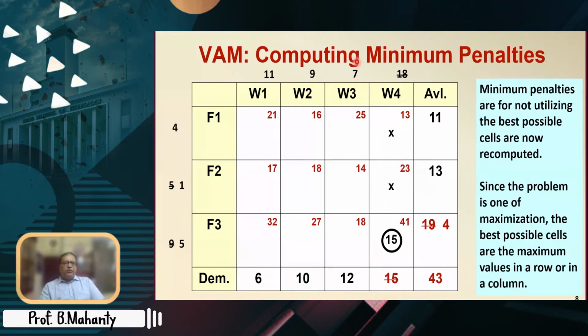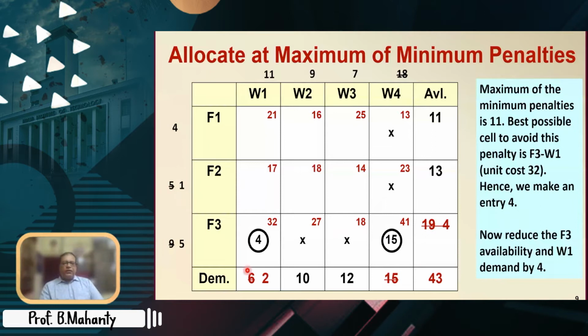After recomputing the penalties, again we see the maximum is 11. So obviously we have to choose this particular column. And in this column, the maximum value is 32. Column wise total is 6, row wise total is 4. So only 4 can be allocated. So this 4 is now allocated. And after allocating 4, this 4 is gone and this 6 is revised to 2.